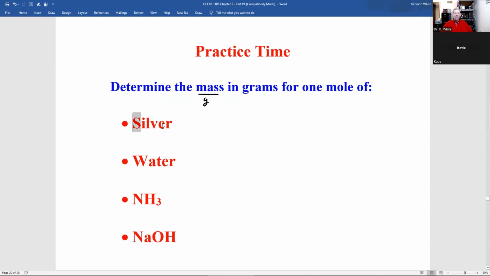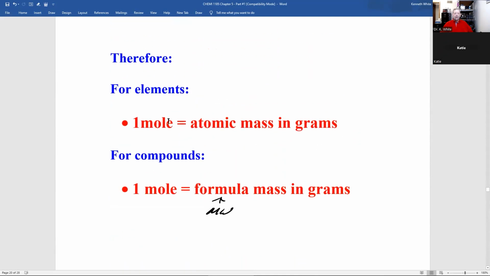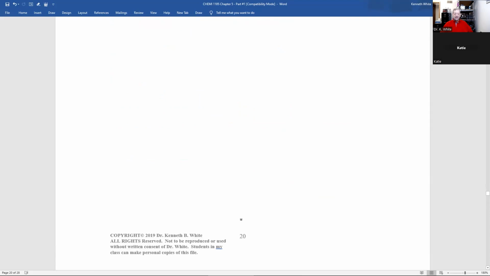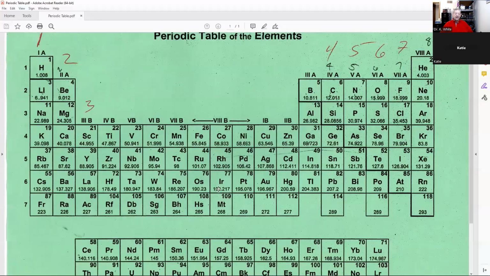So what's 1 mole of silver weigh? Good question. Well, 1 mole of silver equals the atomic weight in grams of silver. So we now have to go to our periodic table, and where's silver in the high rent district? It's 107.868. Now, if you round that off to 3 significant figures, it's 108. So 1 mole of silver, Ag, is 108 grams.